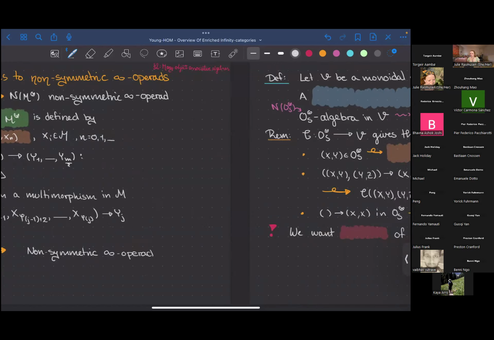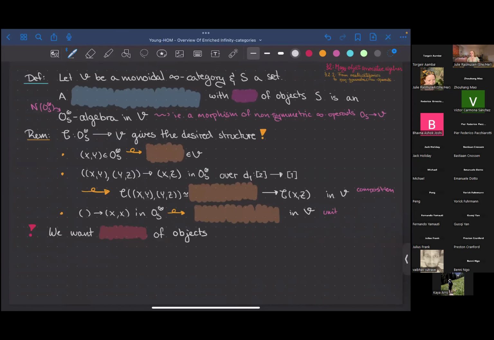So the logical way to try and consider enriched categories and generalize our earlier approach is by considering the multi-category O_S from before. So if we have a monoidal category V and some set S, then we can define a V-enriched category with a set of objects S to be an O_S algebra in V. So it's a morphism of these non-symmetric infinity operads. And this does give the desired structure.